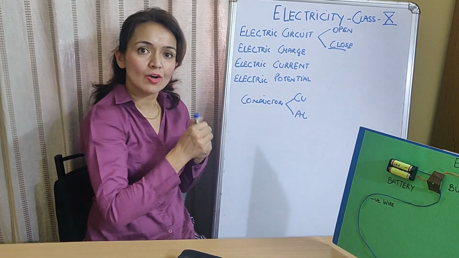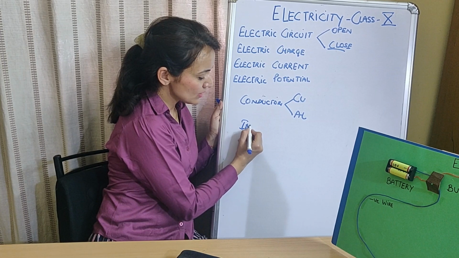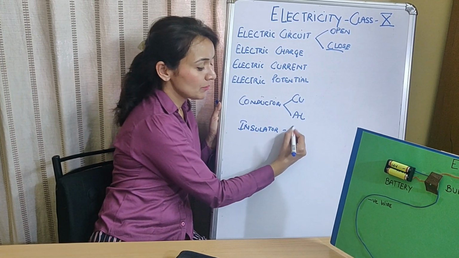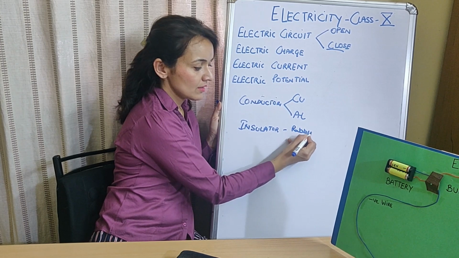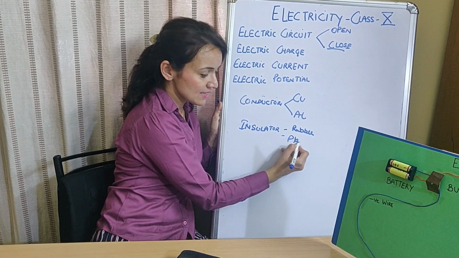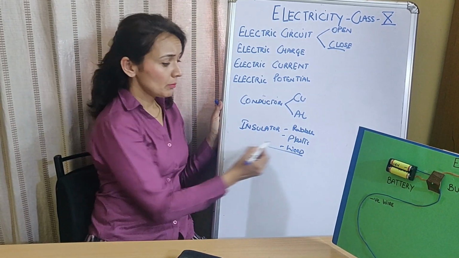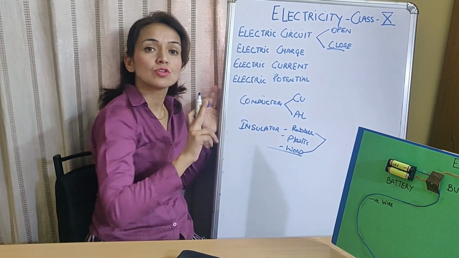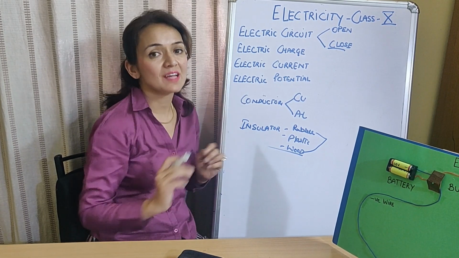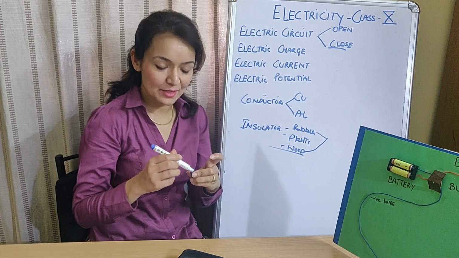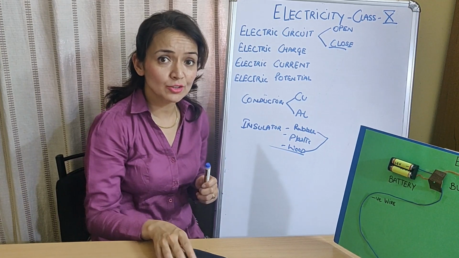So these wires are copper, aluminium, and insulators which do not allow the flow of current. They can be rubber, plastic, or wood. Although rubber and wood are not used in wires, these are examples of insulators. So we basically use plastic in wires. So this point is clear.